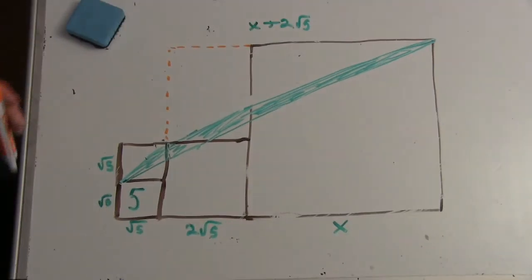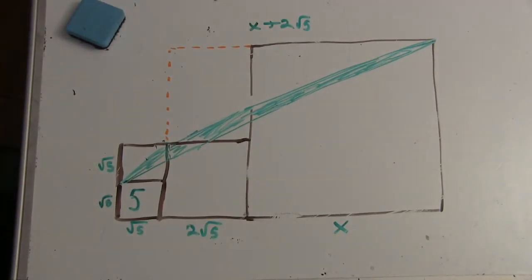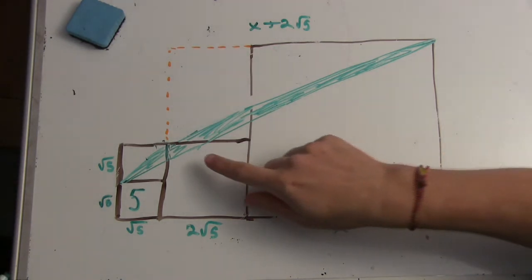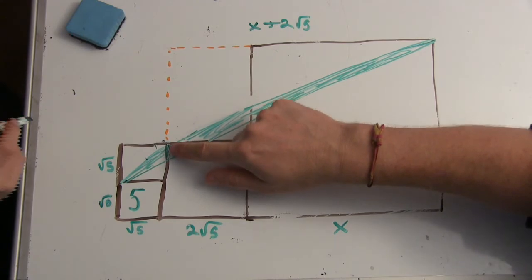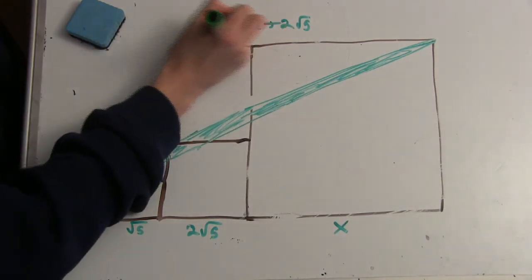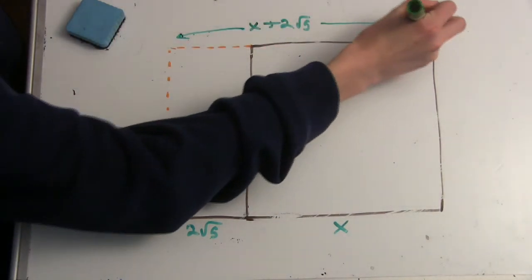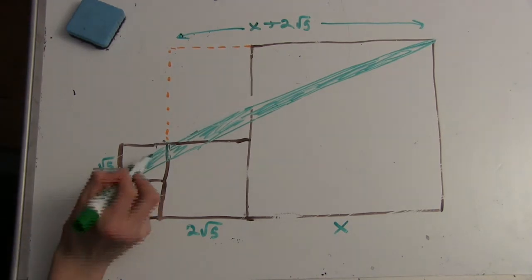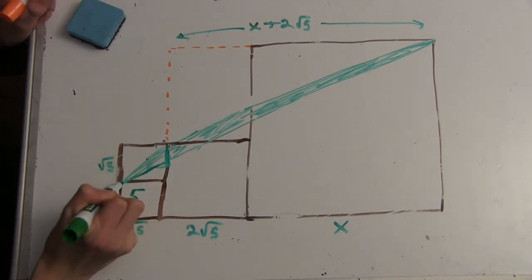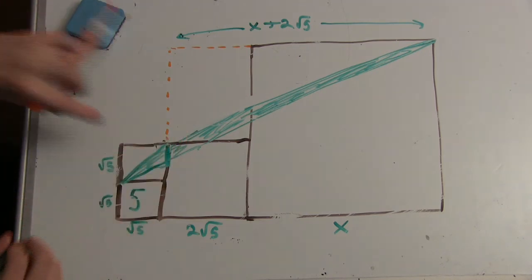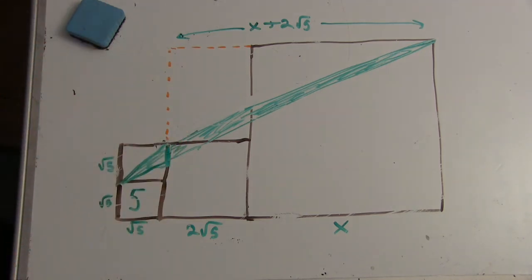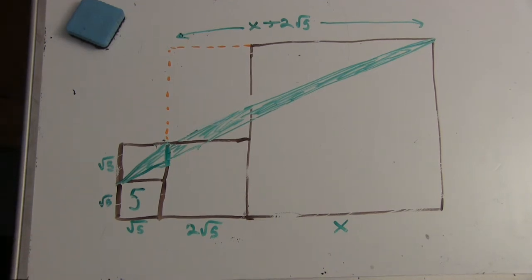I'm just going to zoom out just a smidge. Okay, excellent. So this triangle that has this little length as its base has height x plus 2 root 5. Okay, great. I like that. And this small triangle, which also has this length as its base, has height square root of 5 because of the square. Okay, excellent. So then, let's see what I did.